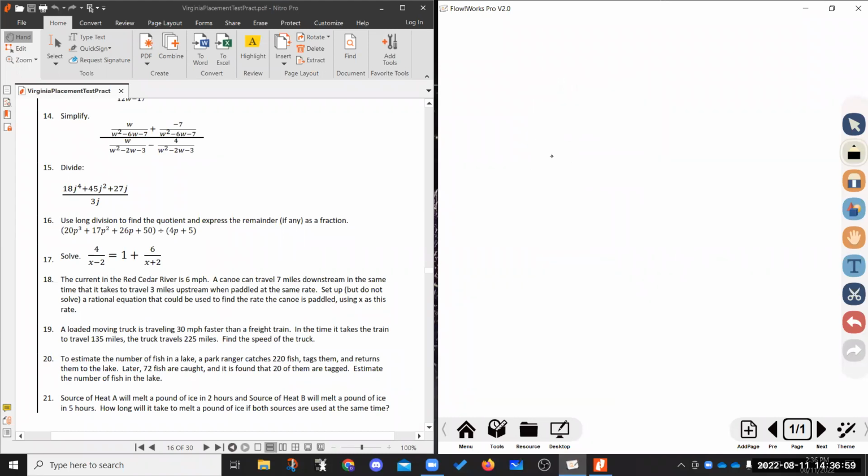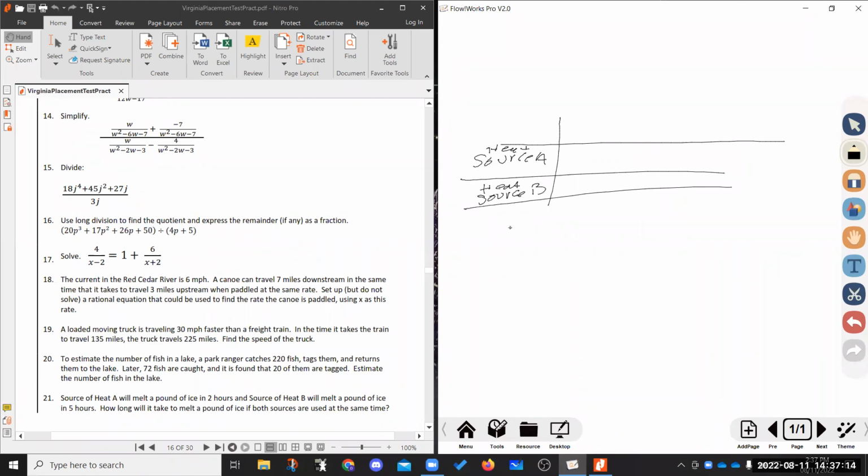Source of heat A will melt heat source A. Heat source B, we're going to be asked about together. Okay, now this is not a distance, rate, time problem, but it's going to be similar because it's part of a job completed in a certain amount of time.